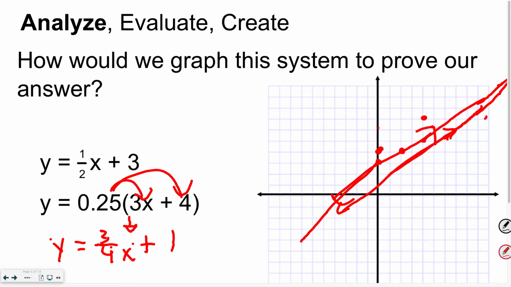Now, we may not see it right now, but how do we know for sure that they will cross at some point? Because their slopes are different. So whether it's on our graph or off our graph, at some point, they will meet. Good.